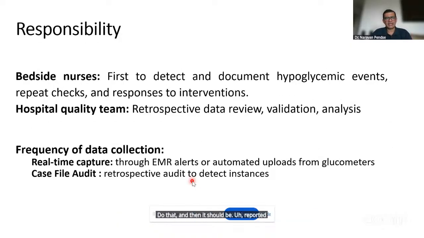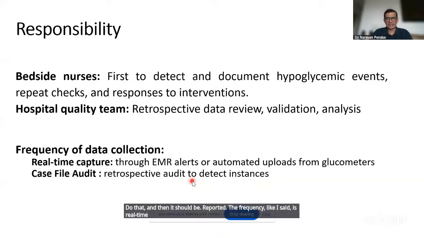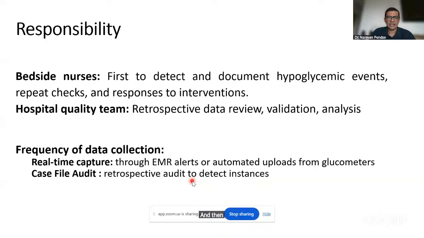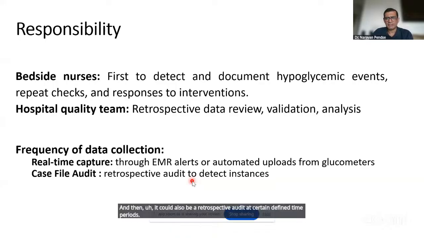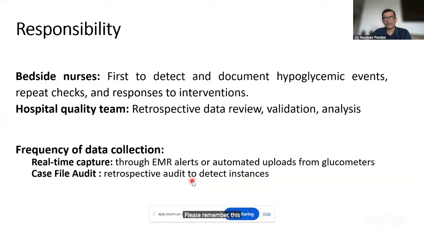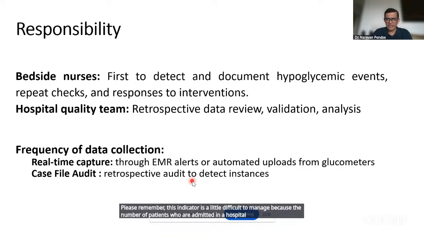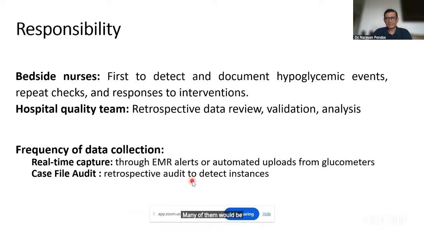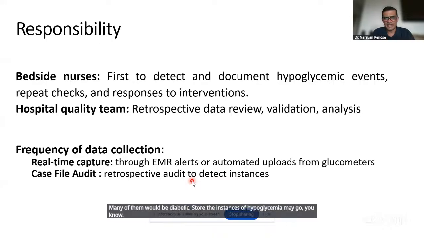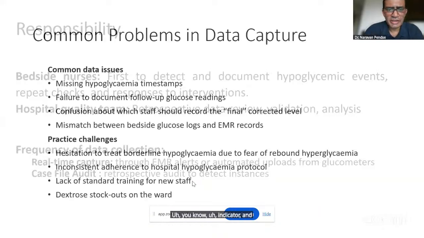The frequency, like I said, is real-time data capture or at least a daily audit, and then it could also be a retrospective audit at certain defined time periods. Please remember, this indicator is a little difficult to manage because the number of patients who are admitted in a hospital may be very big. Many of them would be diabetic. So the instances of hypoglycemia may go undetected, and that is why it is very important to be aware of this indicator, and then be able to monitor and measure it.